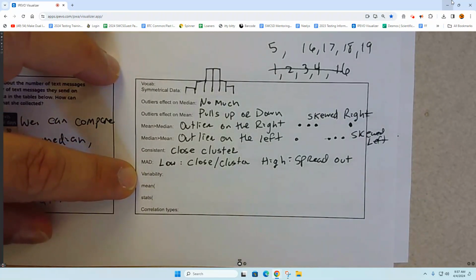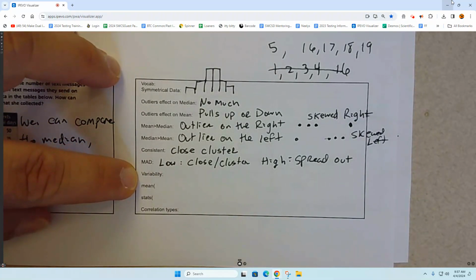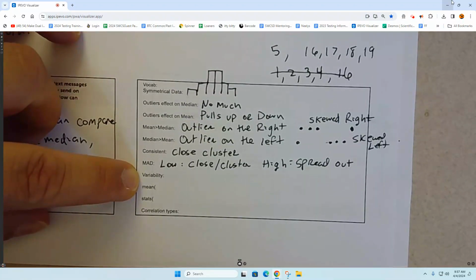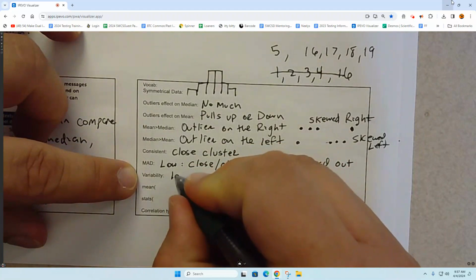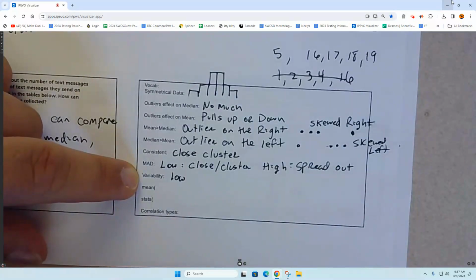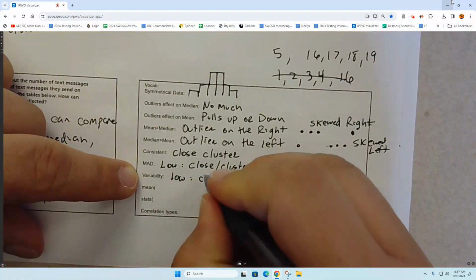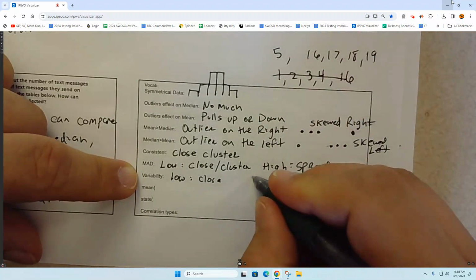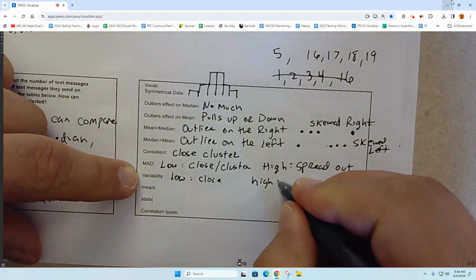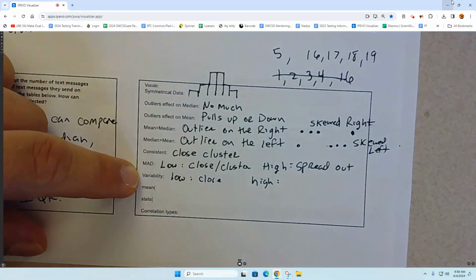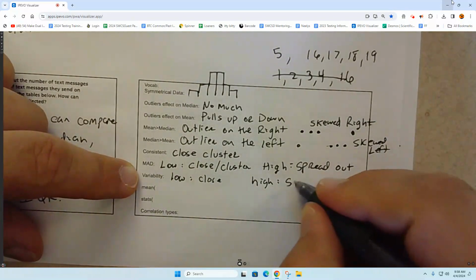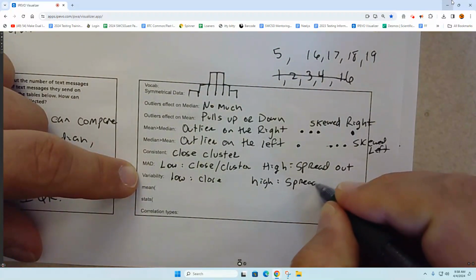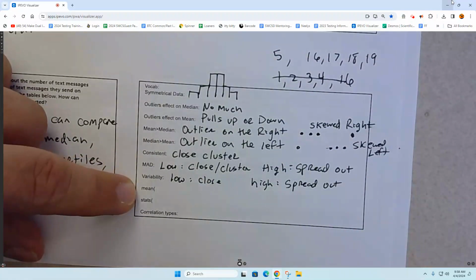Variability. What does it mean to be variable? It means you can vary it. So if I say it has a low variability, how much it varies is low. It's close together. Right? They're closer together. And if I say it's a high variability, it's all over the place, then it's spread out. Kind of a bunch of different ways of saying the same thing.